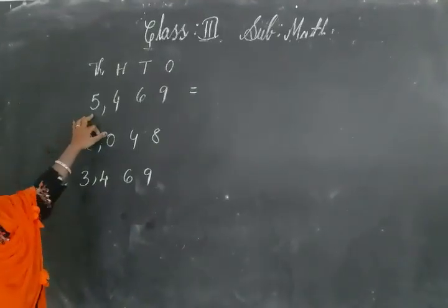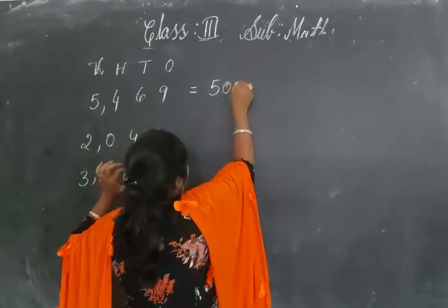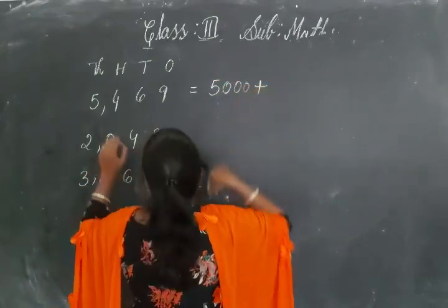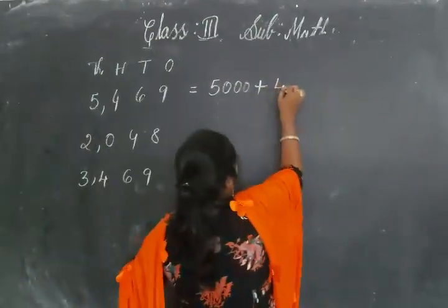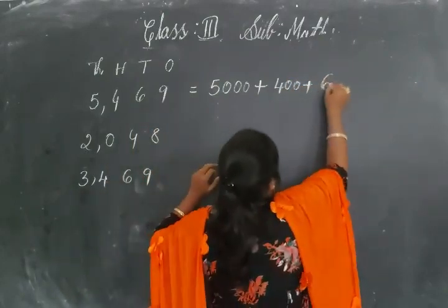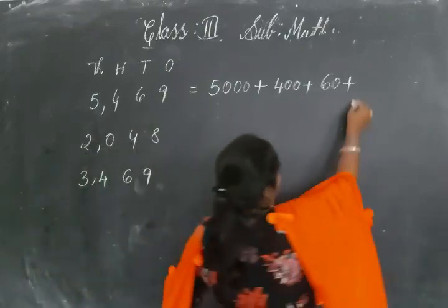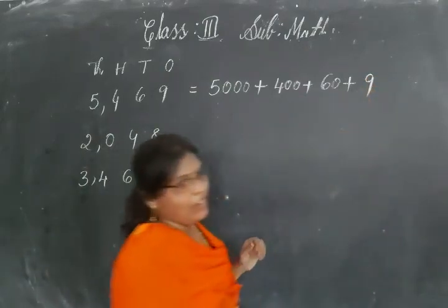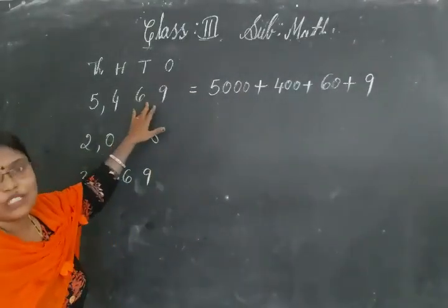To write the expanded notation, we just add the place values. Here, what is the place value of 5, children? It's 5000, so write 5000. The place value of 4 is 400, the place value of 6 is 60, and 9. And this is the expanded notation of this number.